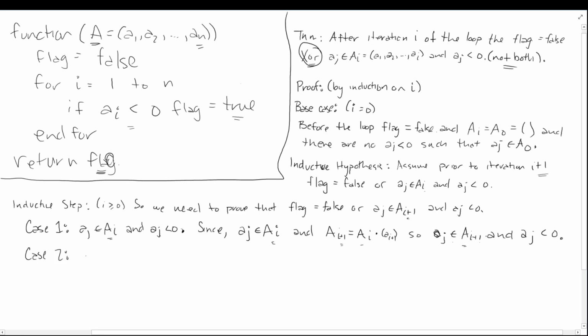So let's look at the other case here. The other case here then would be flag is equal to false. And if the flag is equal to false, and maybe because of the way I stated it, it's going to be important here. Remember that if flag is false, then this other clause here has to be not true. Okay, so AJ is greater or equal to 0 for AJ in AI.